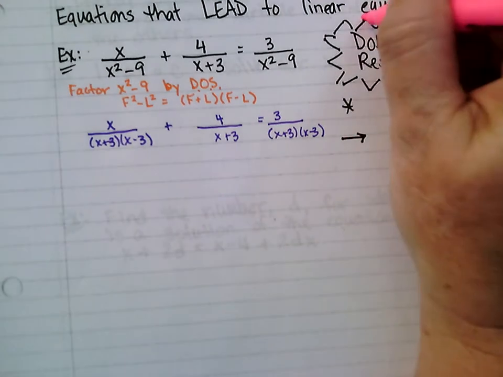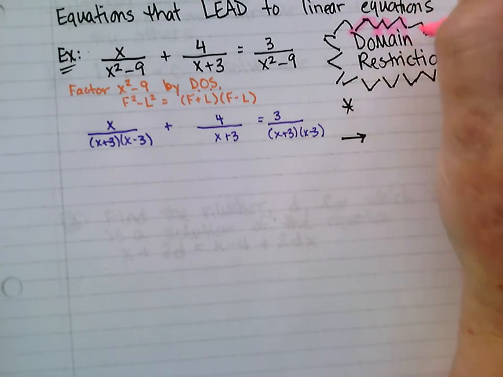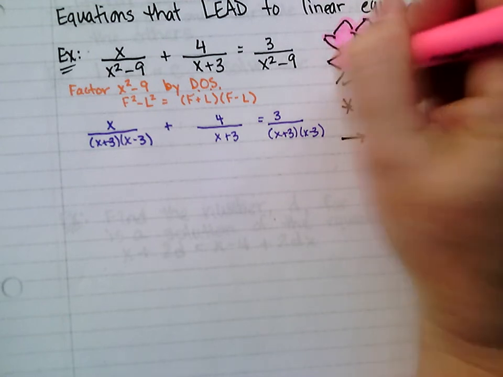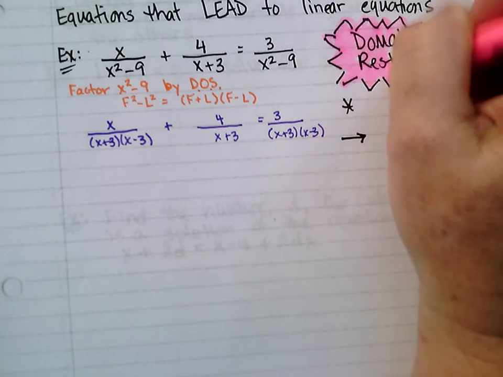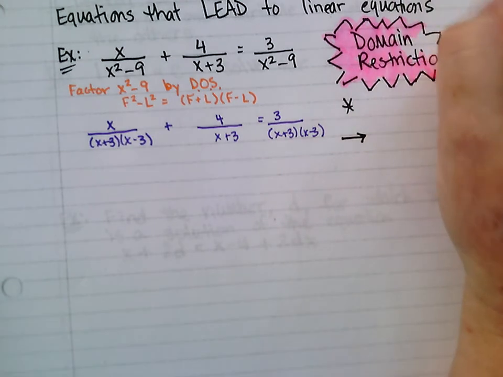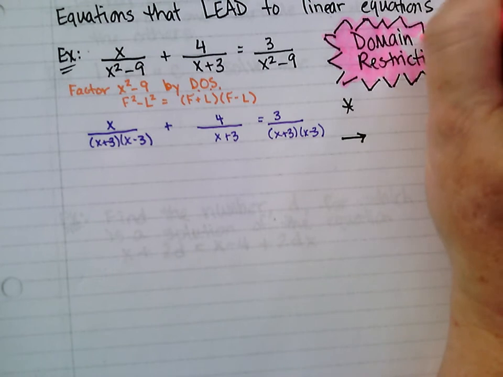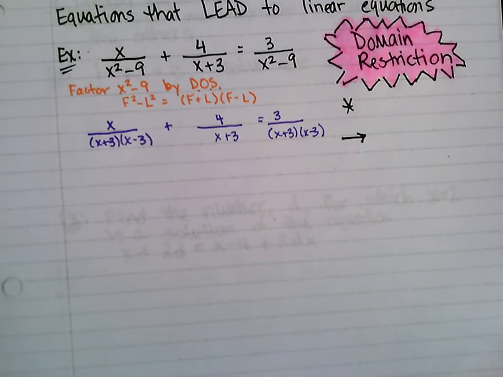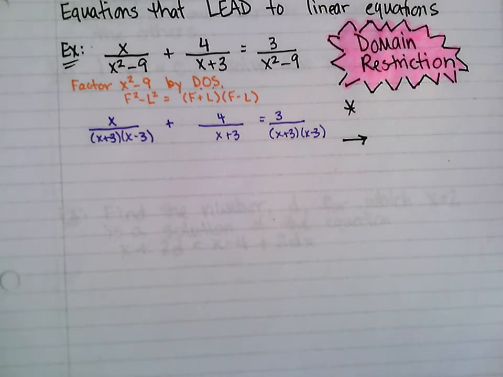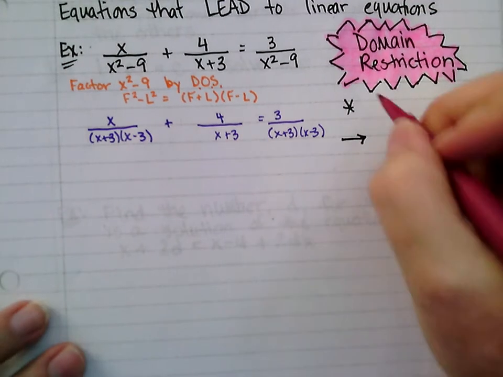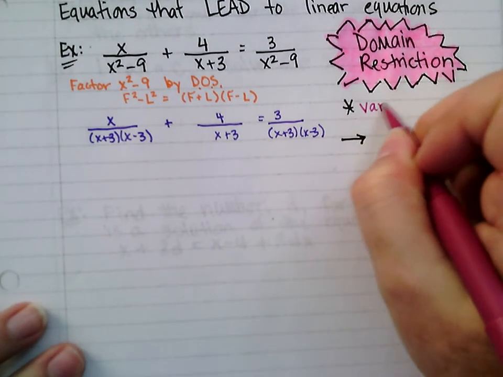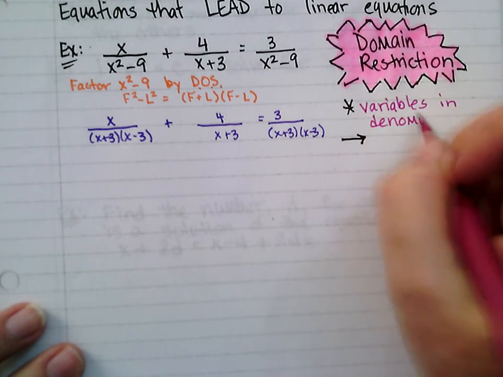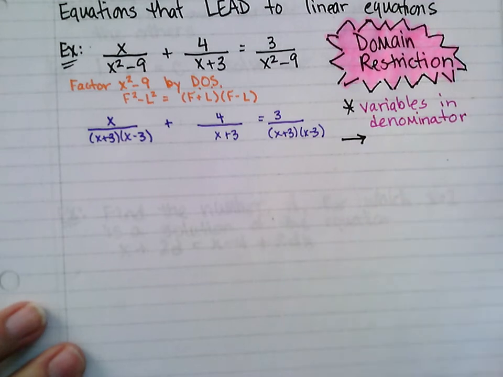Now, domain restrictions is also a persistent topic throughout the course. You're going to need to automatically, without even hesitating, be able to find domain restrictions. We'll talk about it a lot. So domain restrictions in this instance mean that we need to avoid where the denominator would equal 0. So we have a restriction whenever we have variables in the denominator. We'll see a couple of other instances for domain restrictions coming up before you know it.